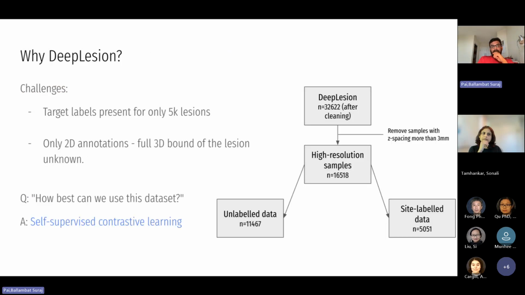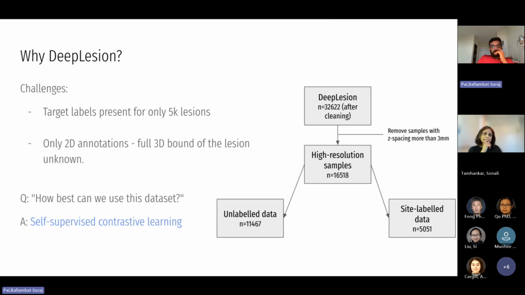But we thought this was the perfect data set for us to use for this study. Another thing that compounded with this was that they had some target labels for this data set. By target labels I mean labels saying that this scan contains lesions that are in the kidney, or lesions that are in the bone, or lesions that are in the lung. So they had some sort of target labels there. But most of the annotations were only 2D. The full 3D bound of the lesion was not known.